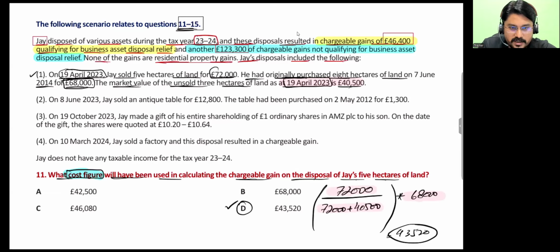So all of the majority students have selected their answer correctly. 43,520 is the cost of parts sold, which is being used in the calculation of the chargeable gain.